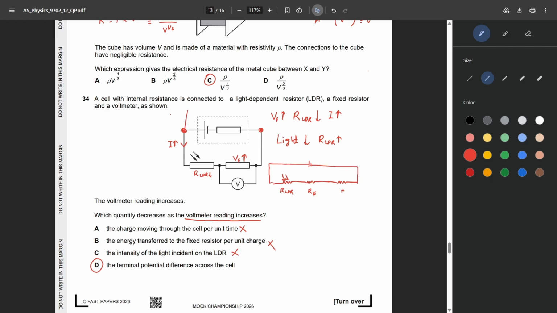Now, if you connect a voltmeter across the battery with internal resistance here, in the rearranged circuit, that same setup would look like this. A voltmeter connected across the LDR and across this fixed resistor. Something like that. Now, if the resistance of the LDR decreases, overall resistance of this section of the circuit will also decrease, which means the terminal potential difference, the potential difference that is read by this voltmeter, will decrease.